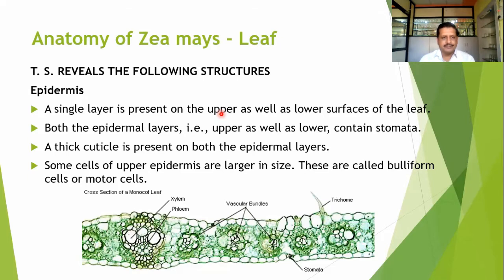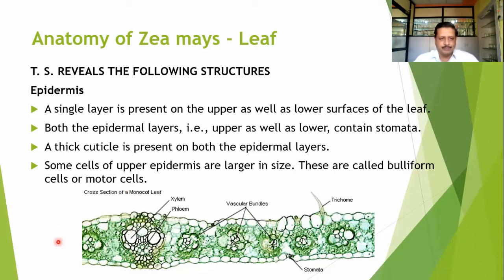Most of the time, the upper epidermis has a thick cuticle, and this cuticle is to protect the plant from the unavoidable entry of microorganisms or sometimes water molecules. Some cells of the upper epidermis are larger in size. These are called the bulliform cells or motor cells. Here you can find some of the cells are larger in size, so these cells are called the bulliform cells.